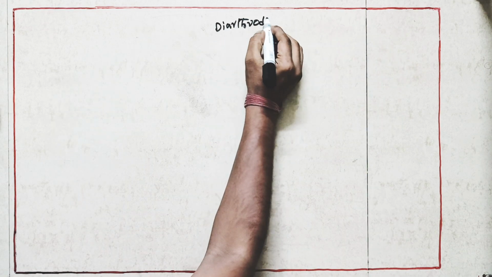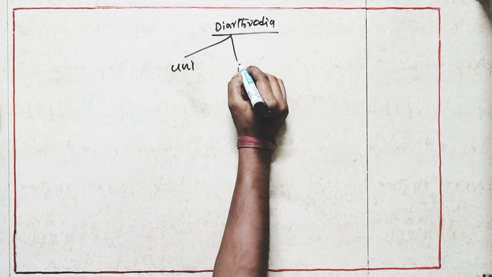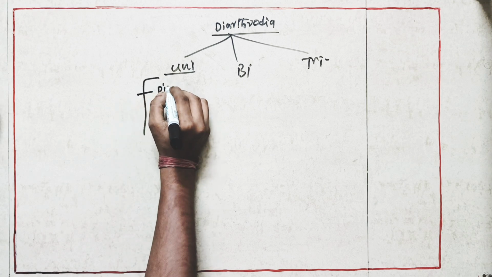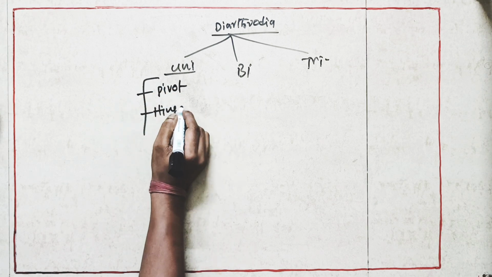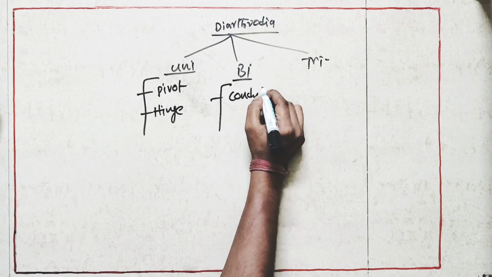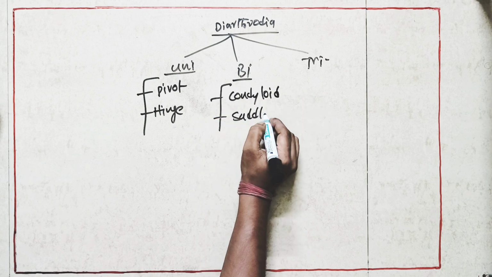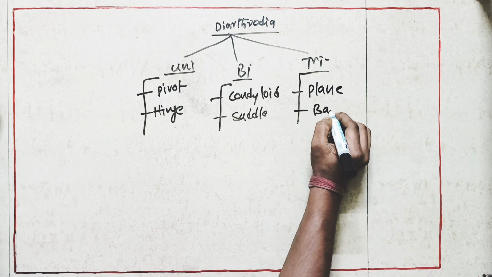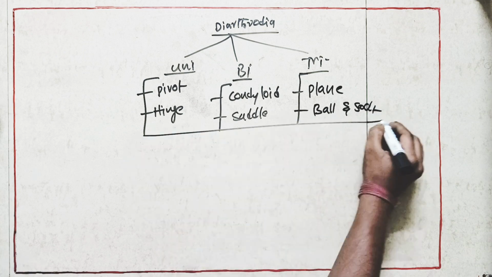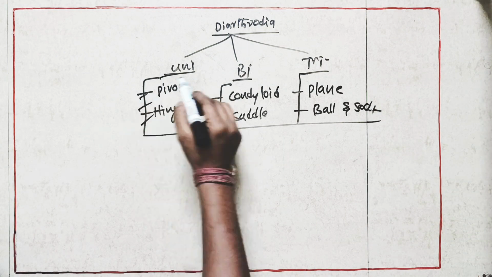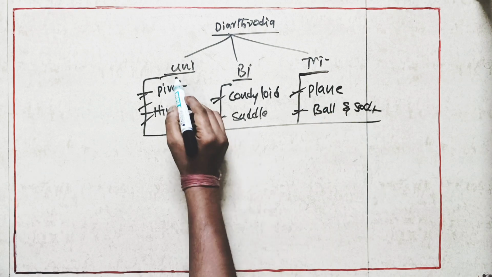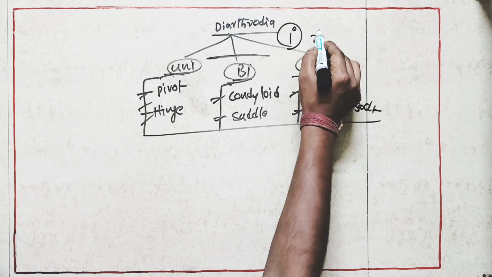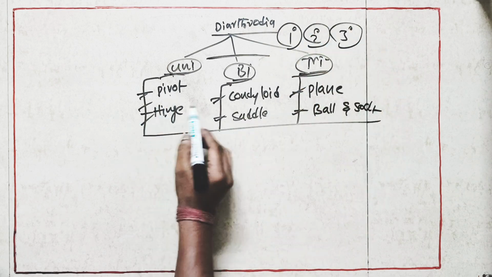Diarthrodial joints. Here we will be having uniaxial, biaxial, triaxial. So examples for the uniaxial joints: here we will be having pivot joint, hinge joint. Here biaxial joint example: condyloid joint and saddle joint. Here if we see triaxial joint example, here we will be having plane joints, then ball and socket. So these are the types of the joints. So here if you see uniaxial, 2 examples, biaxial 2 examples, triaxial 2 examples. This uniaxial, biaxial, triaxial, this is the classification according to the degree of freedom: 1 degree, 2 degree and 3 degree. What are these types means?